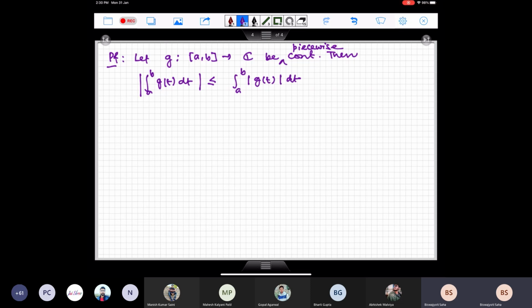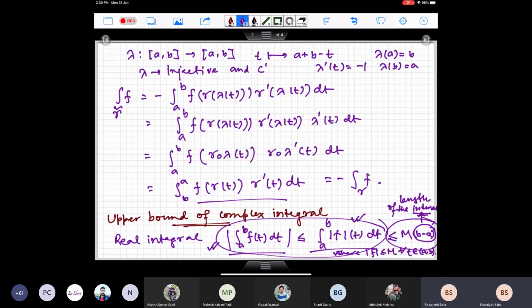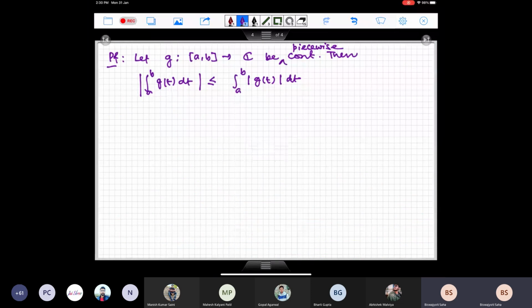So remember here, in case of the real integral, the inequality that I had was correct, but there my functions were all real valued functions. So here I am saying that even for complex valued functions, there is no problem. Okay, so I can do the same thing. So let us see, how am I going to do this. So this part is not very difficult.